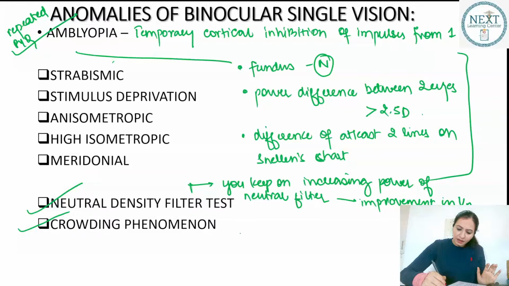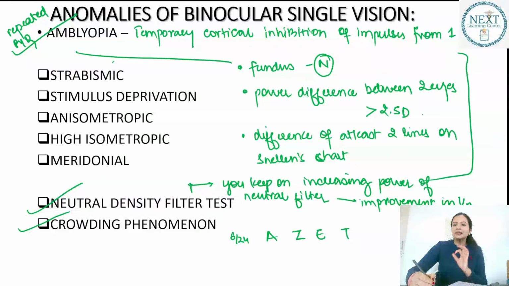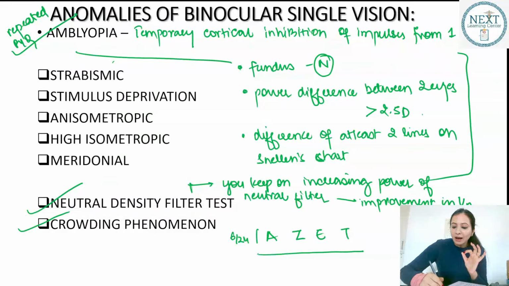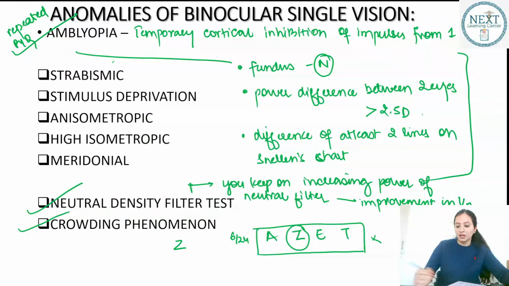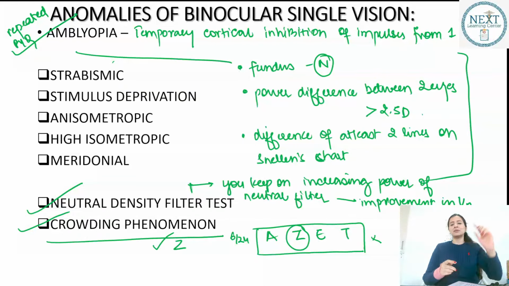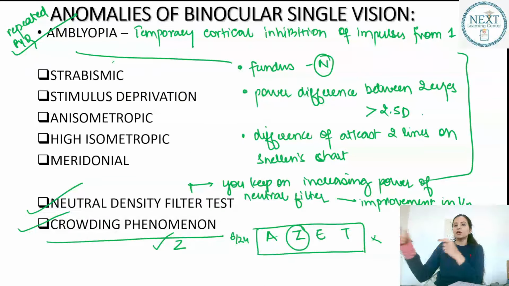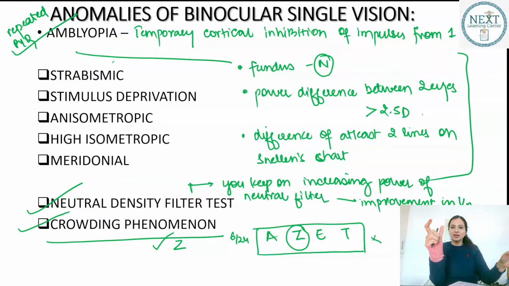Suppose the 6/24 line on Snellen chart shows these 4 letters. We ask the patient to read. A patient who is amblyopic will not be able to read it as properly as a normal patient. But if we give only a single optotype to the patient, then the patient can read comfortably. This is what you call crowding phenomena. That means when you give multiple optotypes, the patient is not able to read. But if you give a single optotype for the same line, the patient will be able to read better.